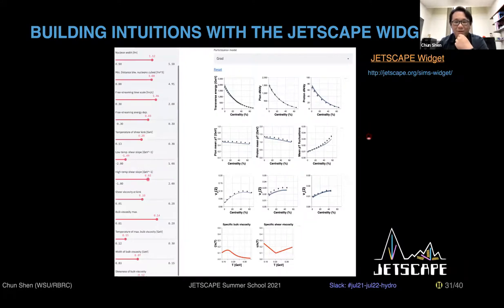And last but not least, let me also advertise that if you want to build your own intuition about what model parameters do to different types of experimental observables, there's a JETSCAPE widget, which we built from these numerical simulations. You can go to this website, adjust the parameters yourself, and visually see how the experimental observables change due to the change of your parameters. I think this is a very good tool for building your own intuition about what physics parameters do to the experimental observables.